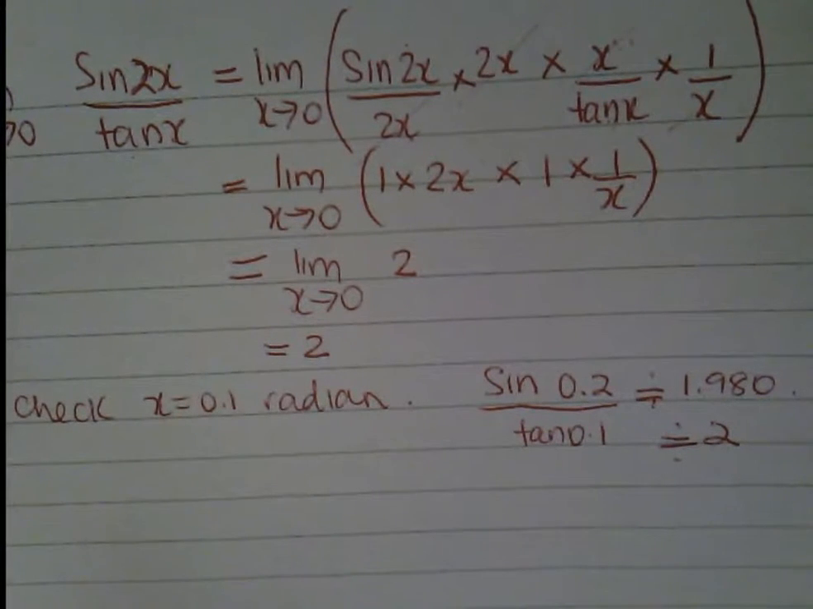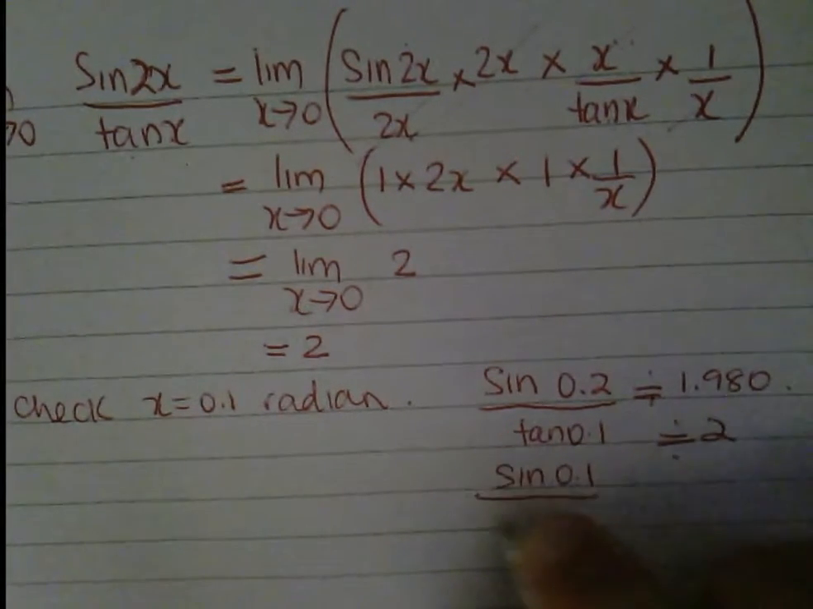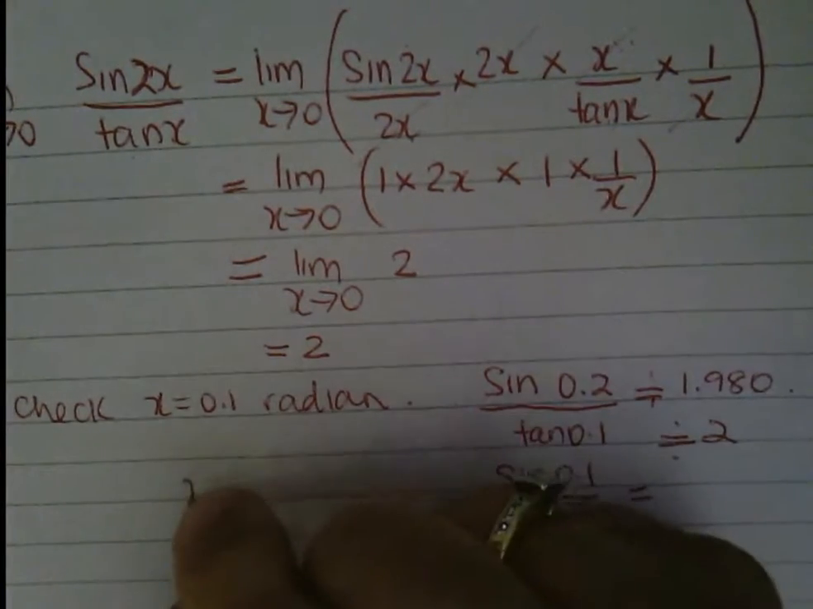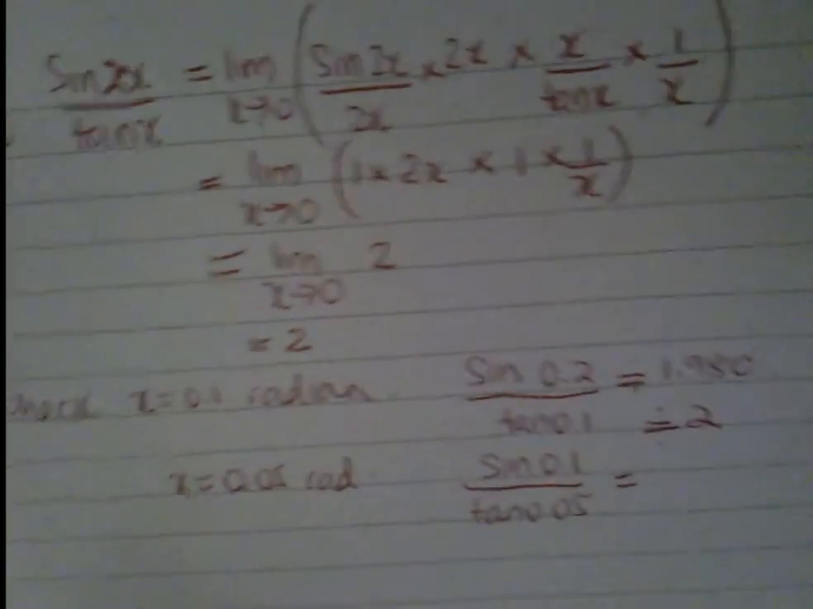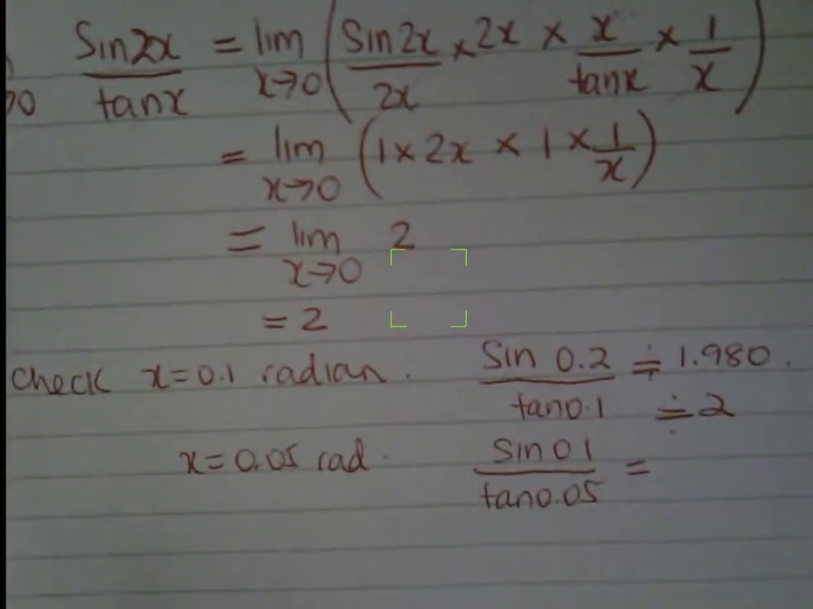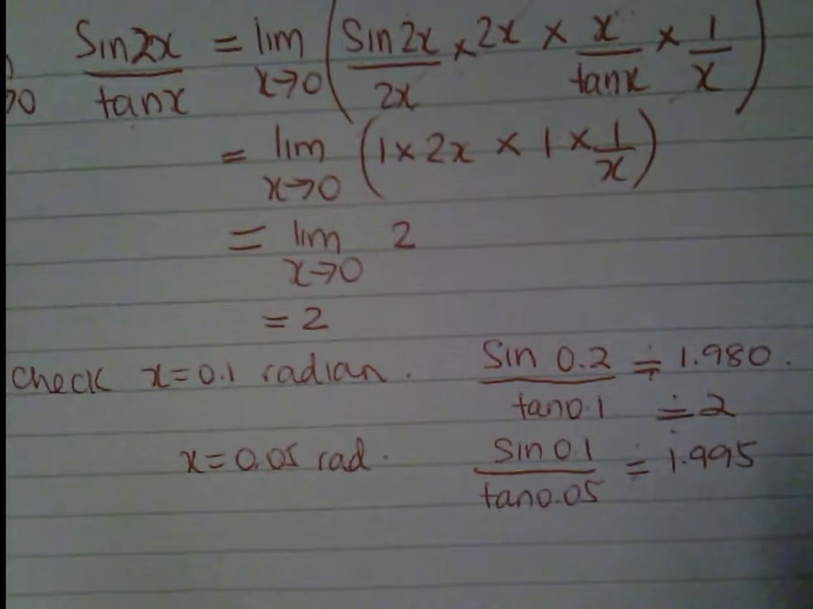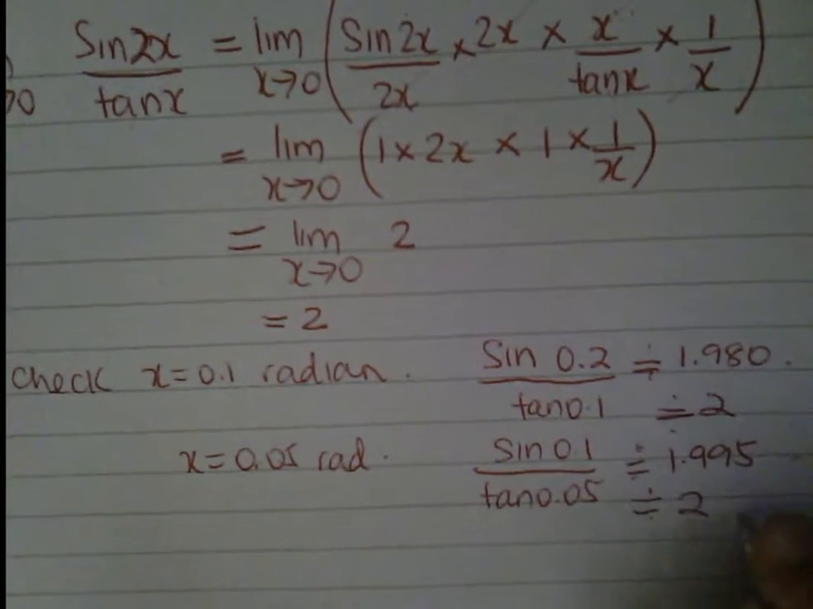1.999, whatever. So 1.980, obviously this is heading towards 2. Okay? So if you find that that value that you chose isn't small enough, do 0.05. So if you want, now do sine of 0.1 over tan of 0.05. So I'm doing x is 0.05 radians, even smaller. What do you get? You should get even closer to 2. Do you see what I'm saying? This one, you get 1.995, sorry, I should put the approximately there, which is approximately equal to 2.